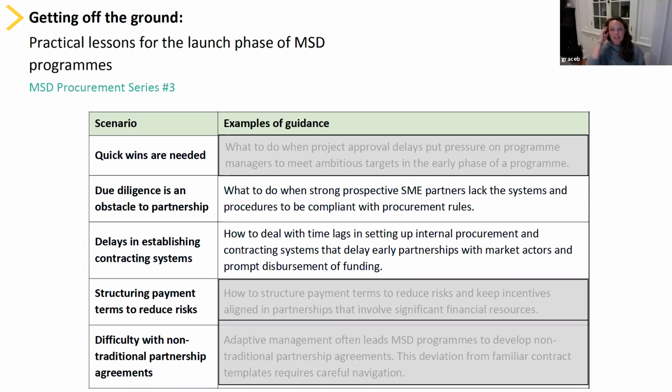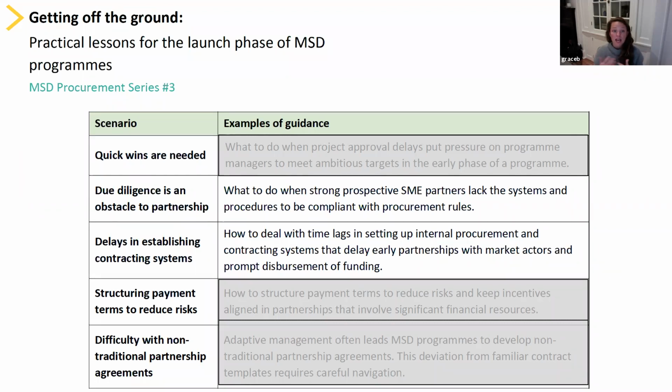So, as you're saying, this third paper goes much more towards practical tips for implementers that the group of us that participated all had when starting up MSD programs, given that it's such a hectic time in a program's life cycle, but it can also determine the momentum of a program for months and sometimes even years to come.